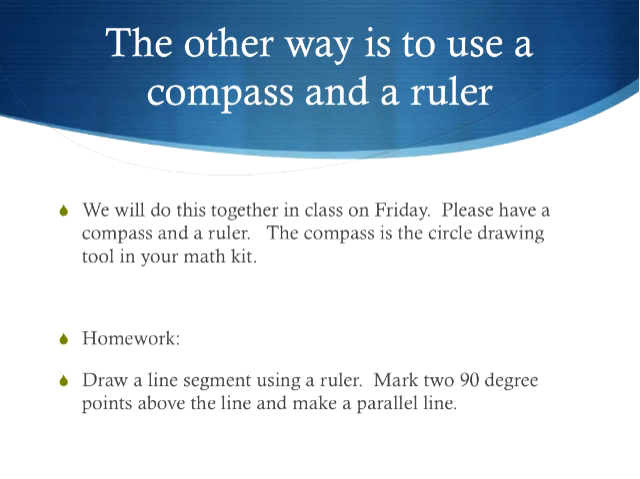So here's your homework. Draw a line segment using a ruler. Mark 2 90-degree points above the line and make a parallel line. So if you don't have graph paper so that you can be absolutely precise, then you need to find somewhere in your house a protractor that will allow you to mark those 2 90-degree lines, okay? Like I just did. All right? So you can absolutely do like I did on graph paper, but you make sure you draw those lines very carefully, because in order to be parallel, they have to be exactly the same distance apart.